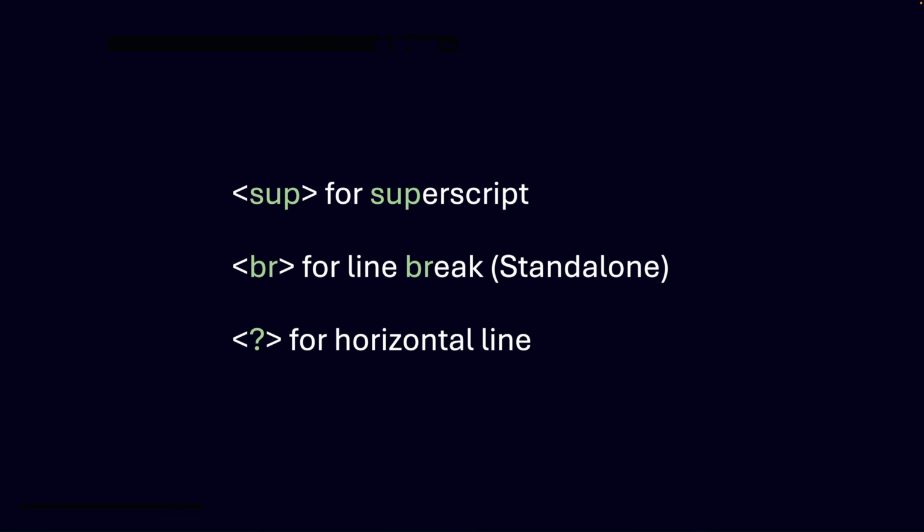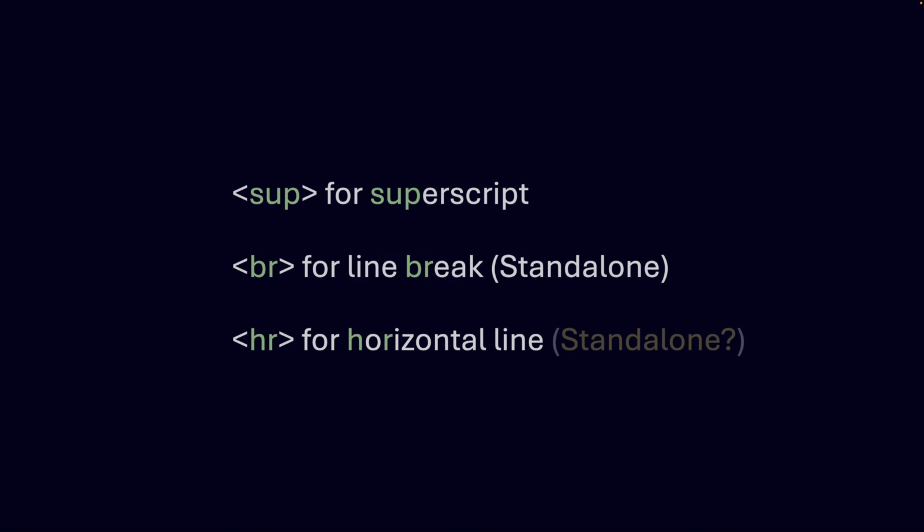So we have sub for subscript, BR for line break, and that is a standalone tag. It doesn't have a closing tag. Now what tag do you think we have for a horizontal line? We have the HR tag for creating a horizontal line. My question to you is, do you think this tag is a standalone tag or not? And the answer is yes. HR represents a horizontal line, and we don't have any content to put inside it. That's why it makes sense for it to be a standalone tag. And it actually is.